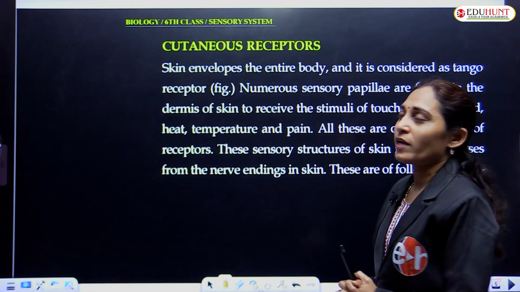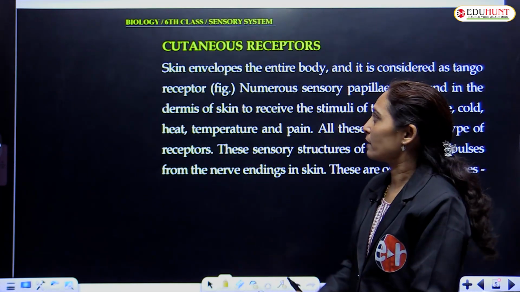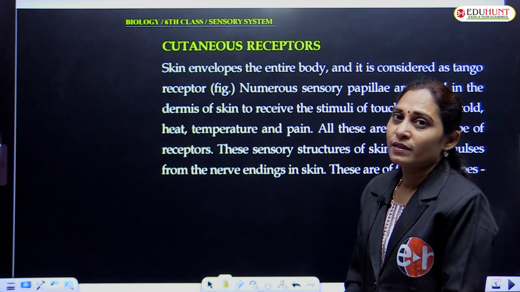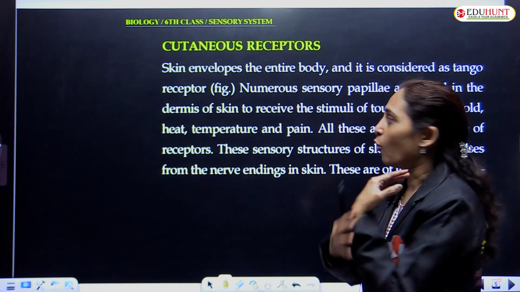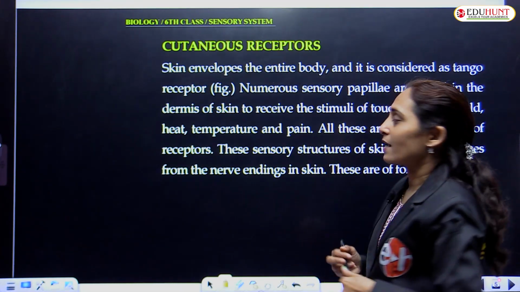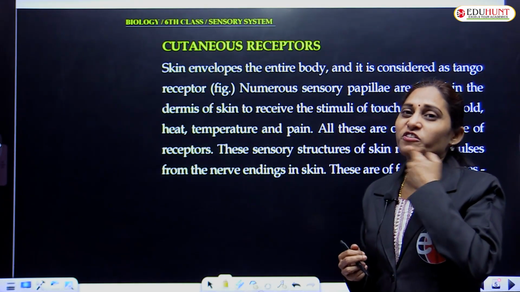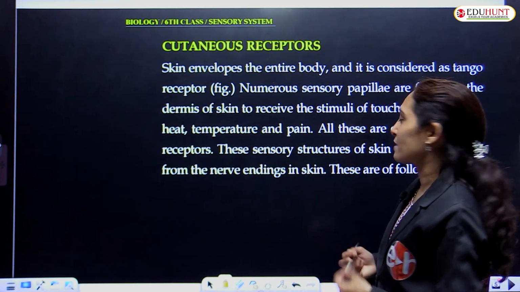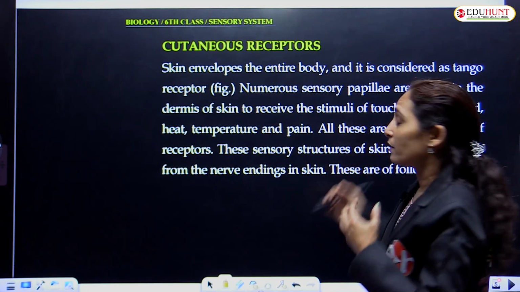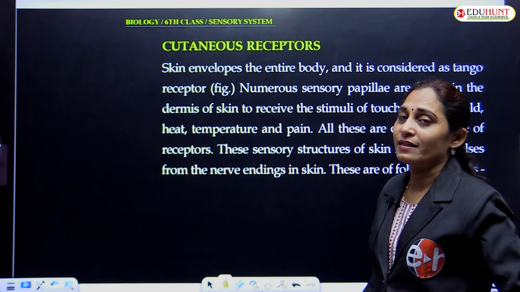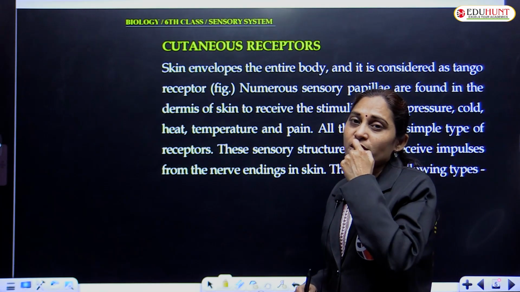Let us see the cutaneous receptors. Cutaneous means skin, related to the upper skin. The skin covers the whole body. The tongue has receptors of taste, and numerous sensory papillae are present on the tongue. Taste receptors are present on the tongue, the papillae present on the tongue.